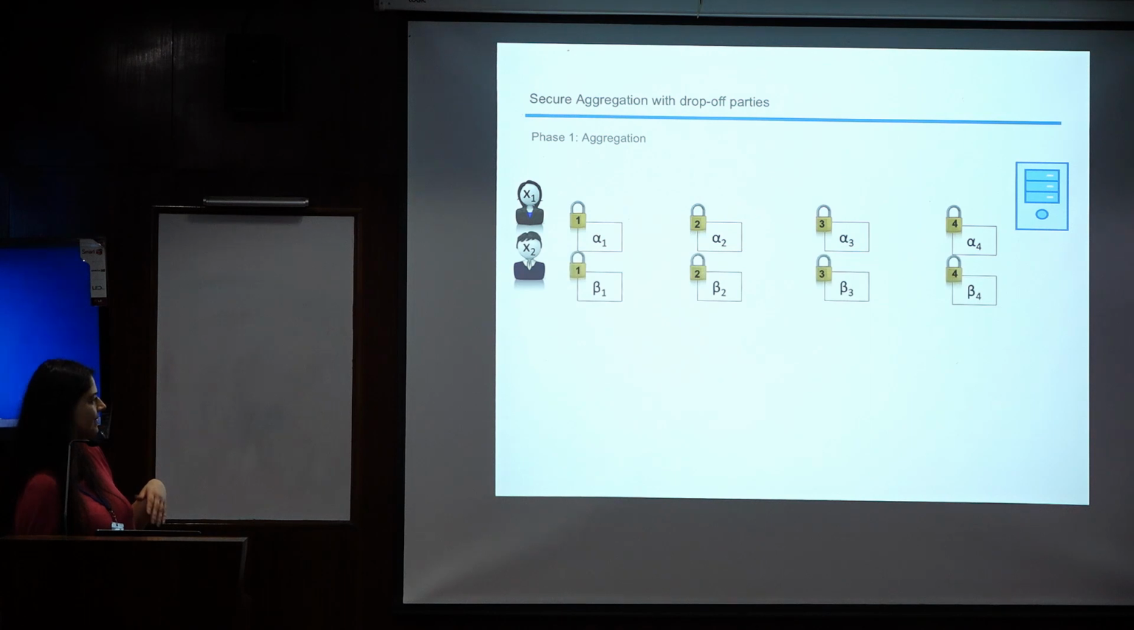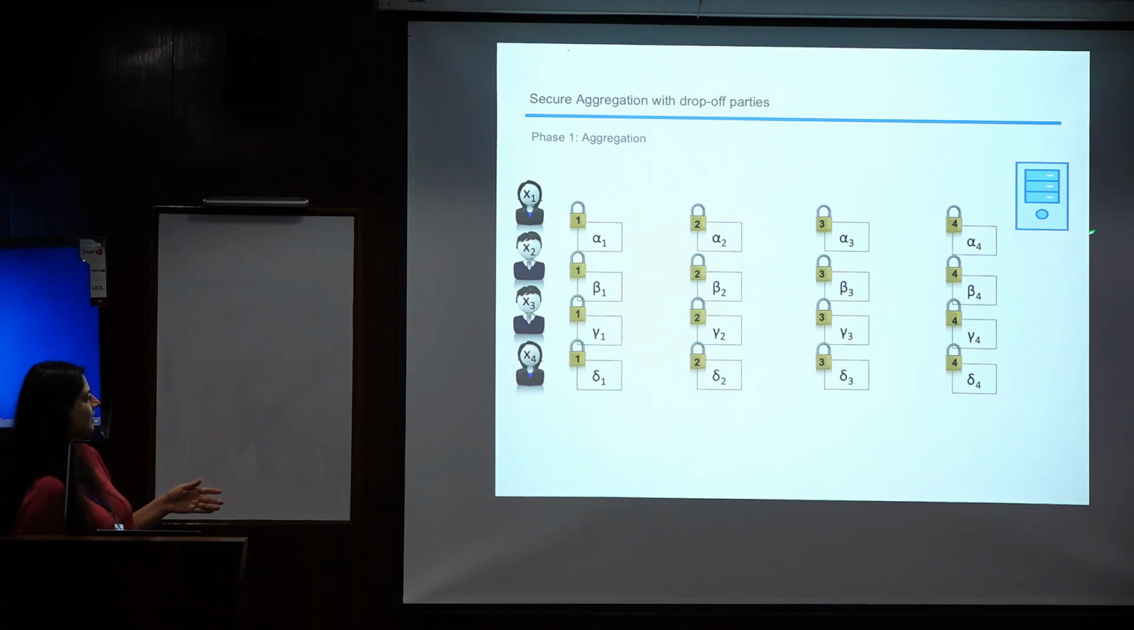The second party does the same. Actually, they send them to the server. I was wrong before. So it encrypts all the shares under the different public keys of the different parties and sends them all to the server. Four different encryptions. The second party does the same, encrypting all its shares under the different public keys of all the parties. Everybody does that, so now the server has all these different encryptions.